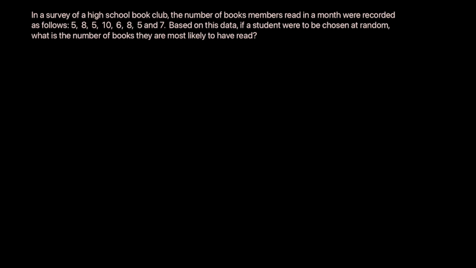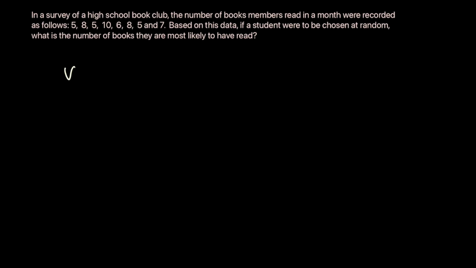In this question, we're trying to figure out which number of books is the most common among the students. When we talk about the most likely number, we're essentially looking for the number that appears the most often in the data set. This is where the concept of mode comes in. The mode is the number that occurs most frequently in a given set of numbers. So if we were to randomly pick a student from this group, the most likely number of books they have read would be the mode, the value that shows up most often.